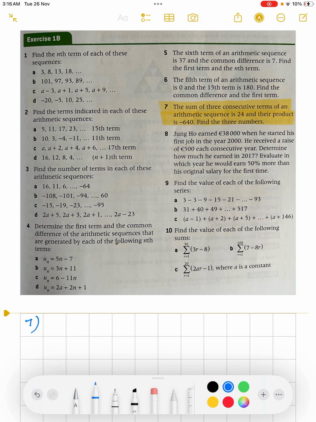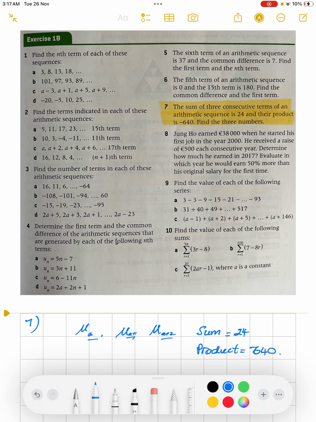This is the sum of three consecutive terms of an arithmetic sequence is 24. So we've got, say, three terms: A, A plus 1, A plus 2. These are three consecutive numbers. And we know that their sum is 24 and their product is negative 640.